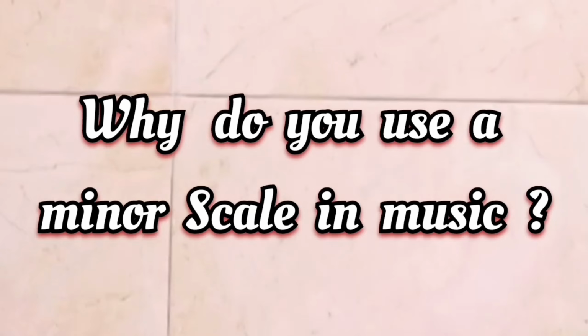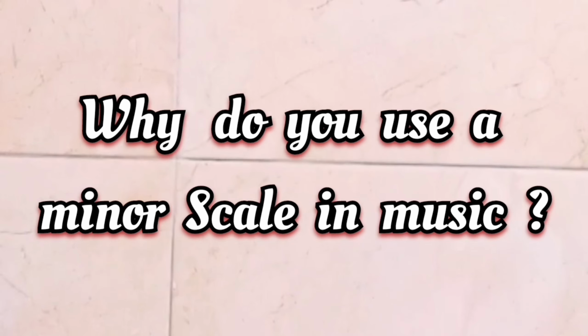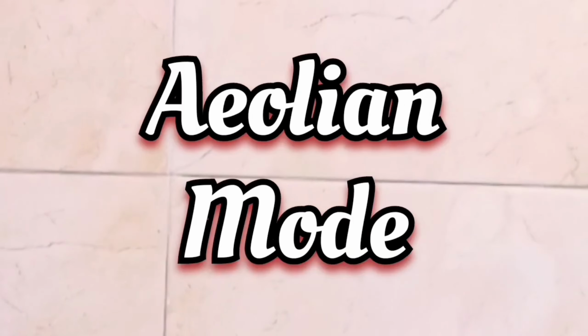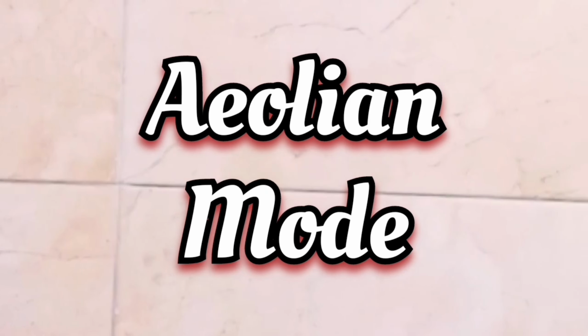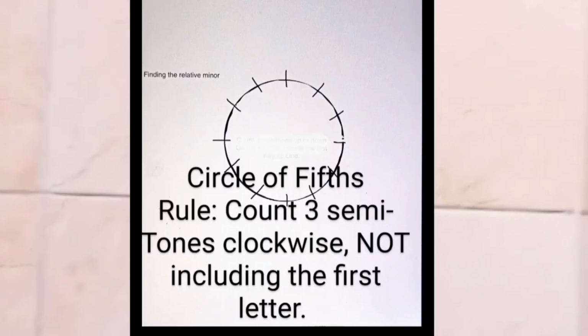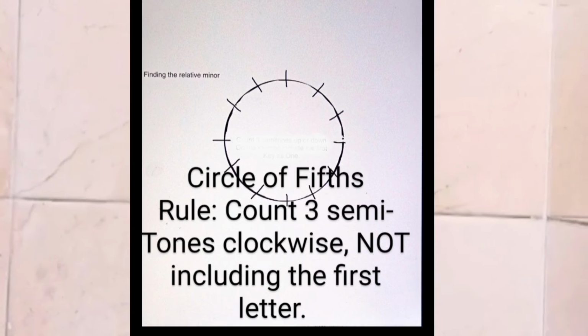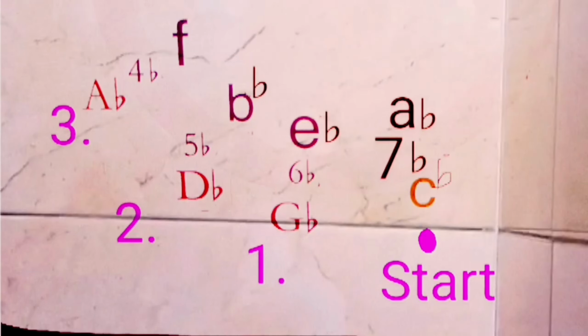Why are minor scales important? Well, they're easy to sing, read, and they sound nice. And identifying minor scales will help a lot when you want to get the correct tone, tension, or resolution of a song. The Aeolian mode is also another name for the minor scales. Always count 3 semitones clockwise and do not include the first letter when using the wheel of fifths.